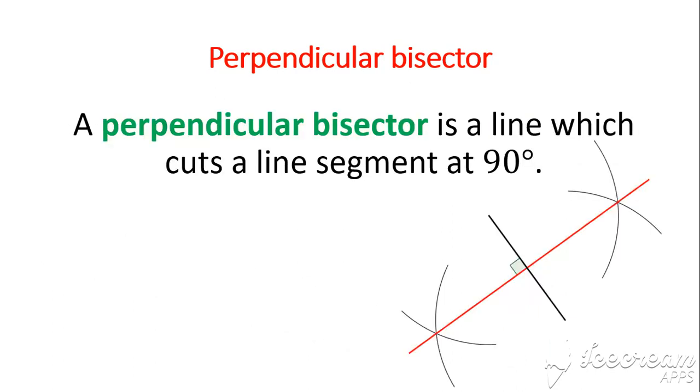All right, in this video, we're going to teach you how to draw a technique called a perpendicular bisector. A perpendicular bisector is simply a line which cuts another line exactly at 90 degrees, and it also cuts the line in half.